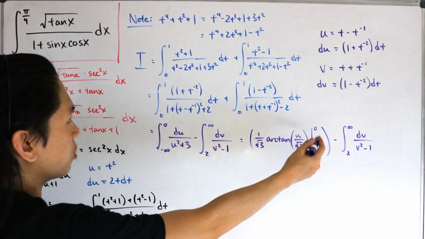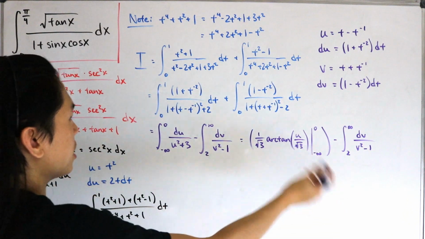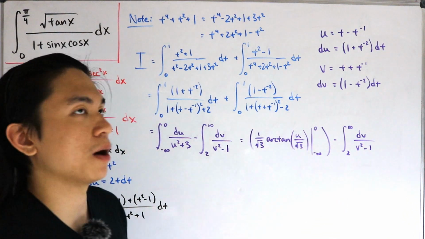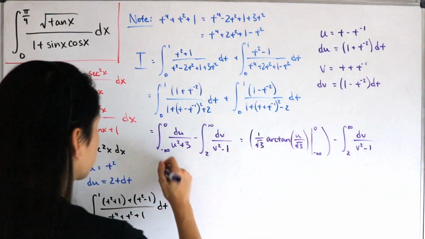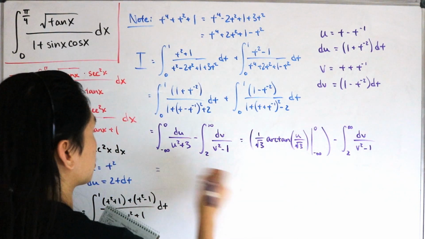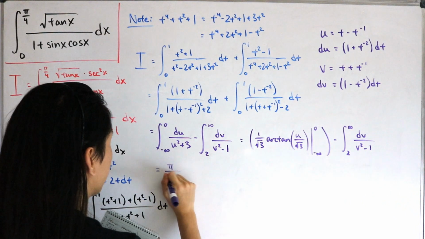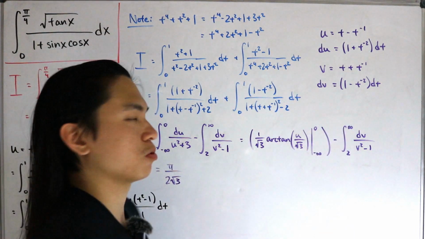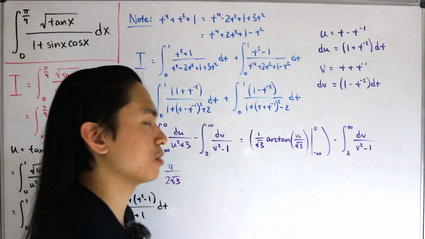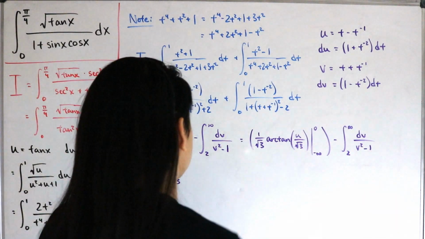Okay, so plug in 0, you're going to get a 0. Plug in negative infinity, you're going to get negative pi divided by 2 times the square root of 3. So we do the subtraction, so that would give us a positive. So now that'll give us pi divided by 2 times the square root of 3. And then over here, all you have to do is, of course, apply the partial fraction decomposition, which is a fairly simple exercise. I'll just skip that step.